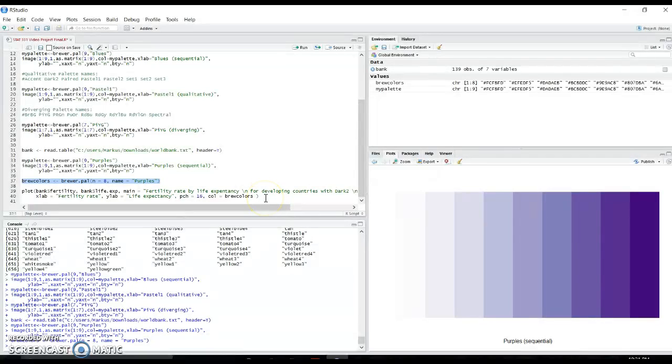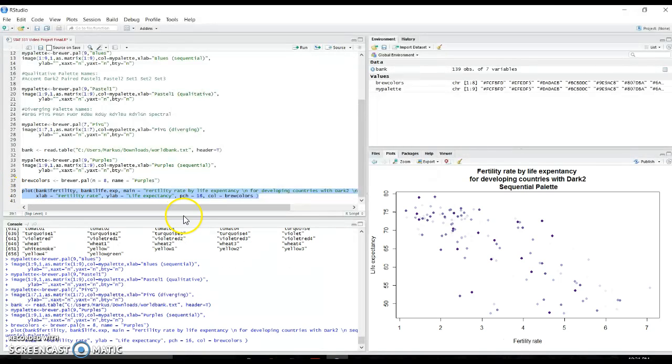Then we use the plot with fertility rate on the x-axis and life expectancy on the y-axis, with darker colors representing higher data values and lighter colors representing lower data values.